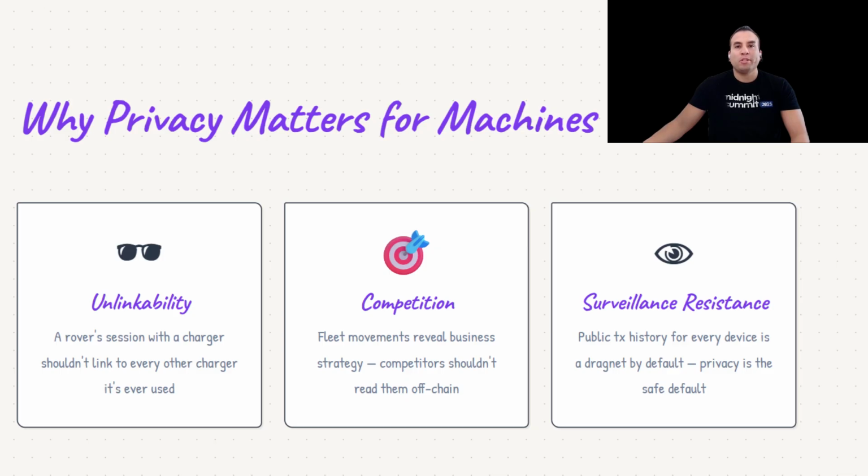2. Competition. Fleet movements reveal business strategy. If I run a delivery company and every drone transaction is public, a competitor can watch my logistics in real time. That's not acceptable. And 3. Surveillance resistance. A world where every device has a public transaction history by default is a dragnet, one that treats bad actors and honest users equally. Privacy should be the default for machines exactly like we believe it should be the default for humans.